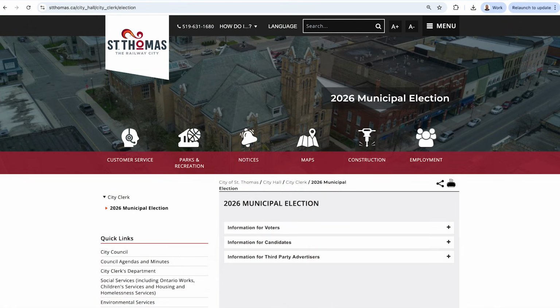We've covered a lot here, but I'm sure there's a lot more information. If someone's interested in getting more, is there a place they can go to get that information? For sure. All of this information is available on the city's website. As well, we have packages available in person at City Hall starting Monday, April 27th.